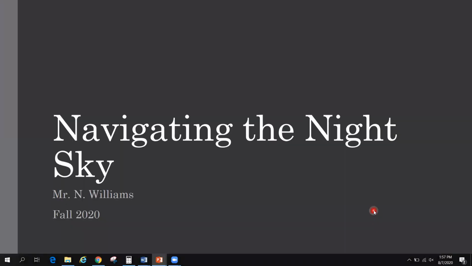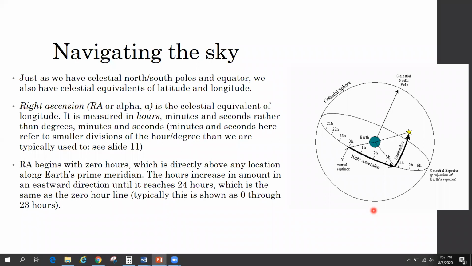So, navigating the night sky. Mr. N. Williams, that's me, fall 2020. All right. So again, in the previous lesson, yesterday, first day, we talked about this idea of the celestial sphere. We talked about some basic markers on it to kind of give us some bearings. We talked about the fact that just like the surface of the Earth, we can mark it with a North Pole, a South Pole, and an equator, among other things. The celestial sphere has its own equivalents of those markings.